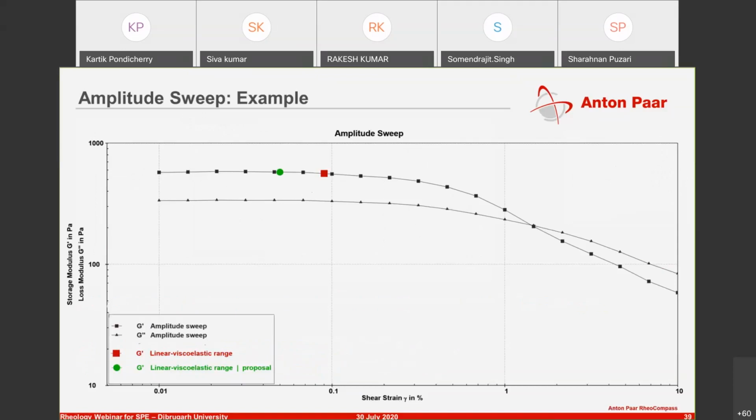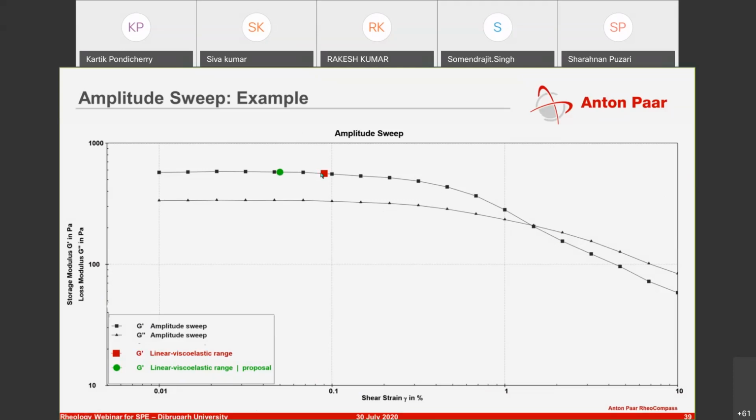So how does an example look like? Here you have something, again, I don't want to go into details about what sample this is, but suffice to say that it is a thick sample. If you see here, these squares are the G prime. You see that up until here, they're almost flat. And this is G double prime, which is lower than G prime, which would mean that you are in a gel or solid gel state. There's not much of a difference. That means that it is kind of a weak gel, maybe.